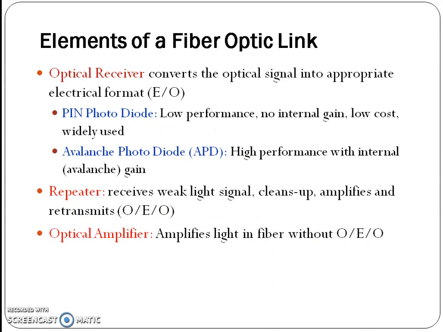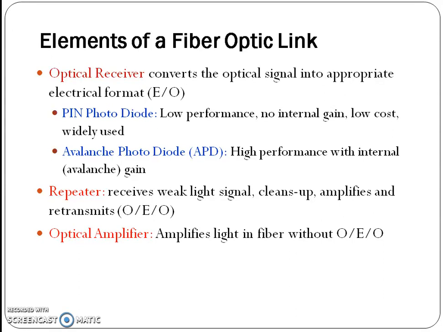Then optical receiver at the destination end is used to convert the optical signal into appropriate electrical format. Two optical detectors are used. They are pin photodiode and avalanche photodiode. Pin photodiode has low performance and it has no internal gain, and it is very low cost and it is widely used. Avalanche photodiode has high performance with internal gain, which is called avalanche gain. So it is used in long distance communication.